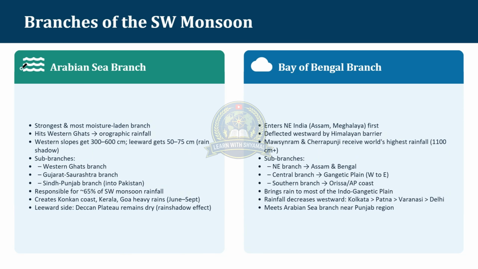Branches of the southwest monsoon: Arabian Sea branch and Bay of Bengal branch. Arabian Sea branch, the strongest and most moisture-laden branch, hits the Western Ghats, orographic rainfall. Western slopes get 300 to 600 cm. Leeward side gets 50 to 75 cm, rain shadow.